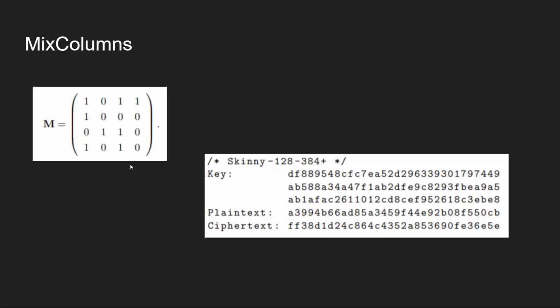So MixColumns, the last function, is where each column of the cipher's internal state array is multiplied by this matrix. And then the final array could be given as this test vector. The final value of the state array provides the ciphertext, with cells being unpacked in the same way as packing during initialization. So this would be the key, and this is a plaintext and then the ciphertext.